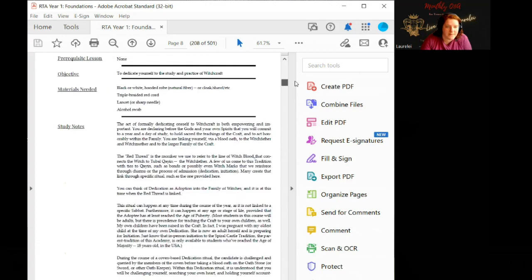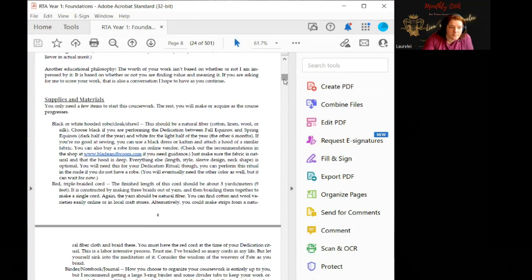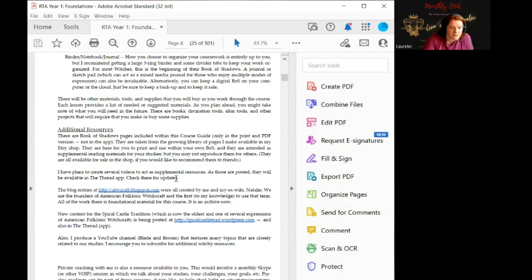Okay, so going back up to the beginning of the book, we were looking at the additional resources there. There's also a blog at spiralcastletrad.wordpress.com. That blog's been largely imported into the Thread app as well. But if you prefer to look at it on a computer screen or in a different way than the way that it's presented in the app, or if you struggle with the app for some reason, if that's difficult to navigate, you can get to it directly from this link.